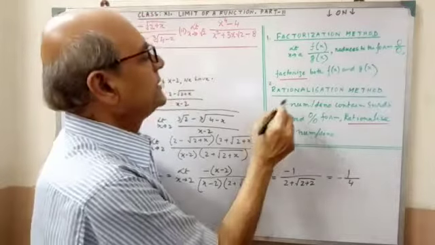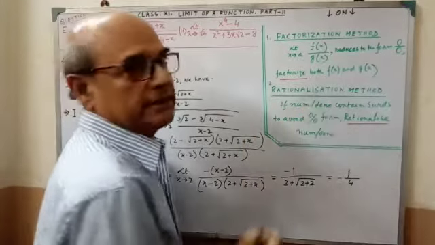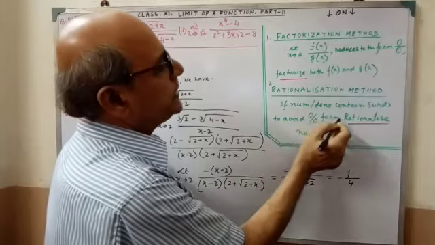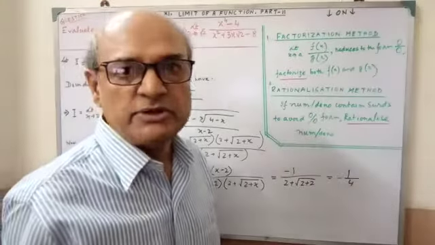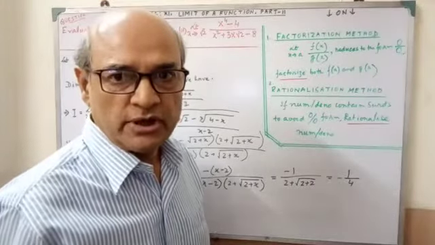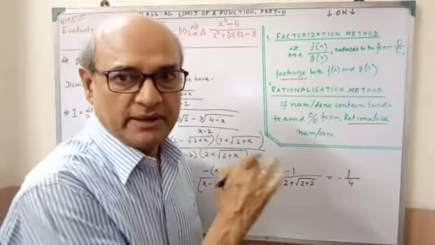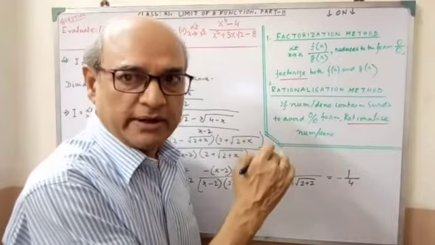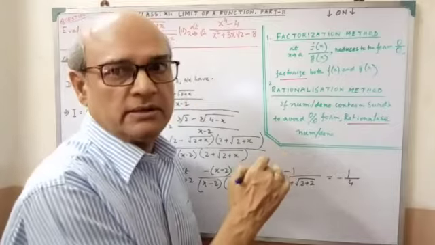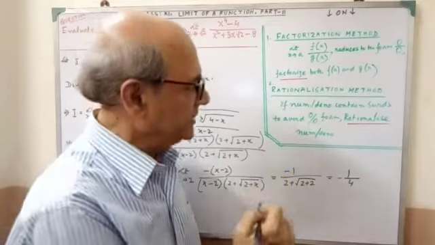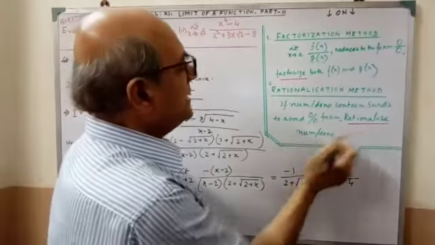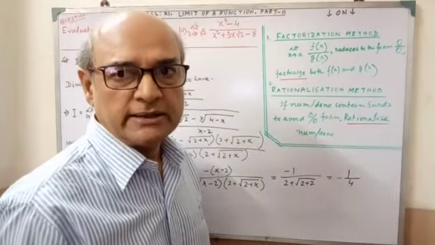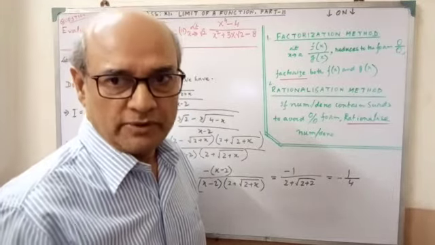Then second, that is rationalization method. That is, if numerator or denominator contains surds, means root. If you see the roots, then you have to follow this method. This is the gist, hints you are getting in which method you have to find out the limit. So, rationalize numerator and/or denominator. What is required depends on the problem.